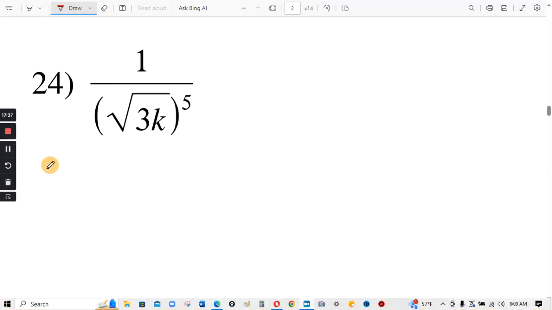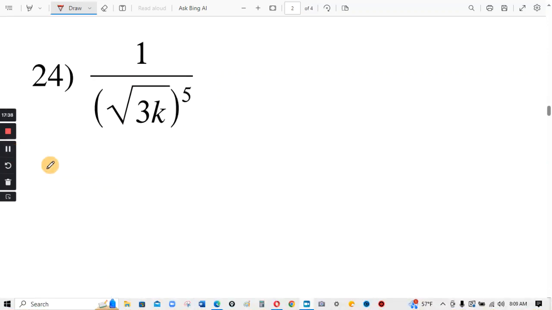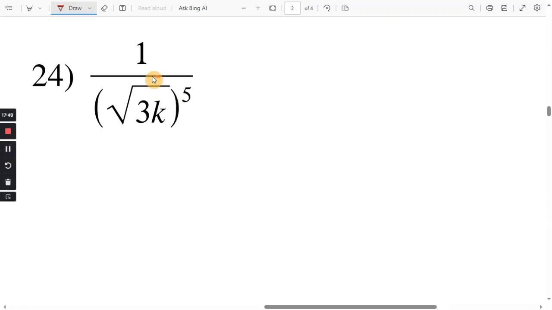All right, so quick hint on number 24. I'll start you off. We're going to take this whole thing right here and move it into the numerator. That's going to change the plus minus sign on the exponent. So this is going to be, you can keep the 1 if you want, it does nothing.